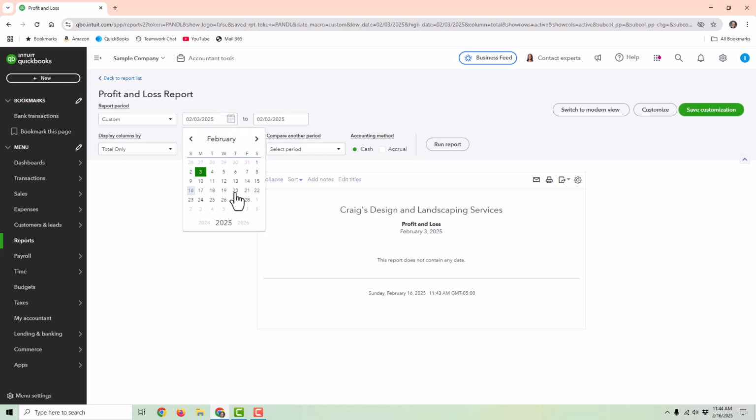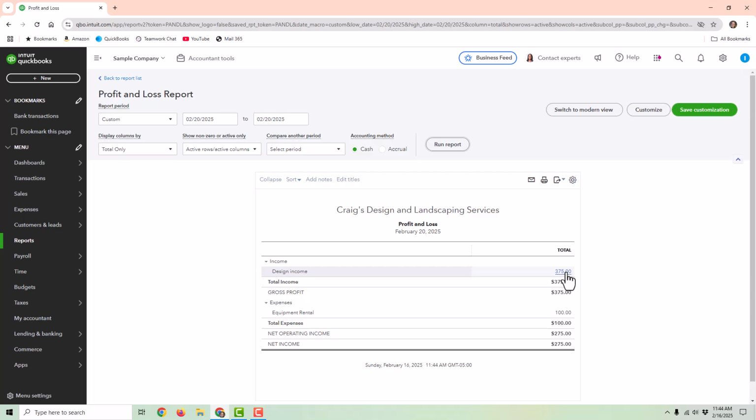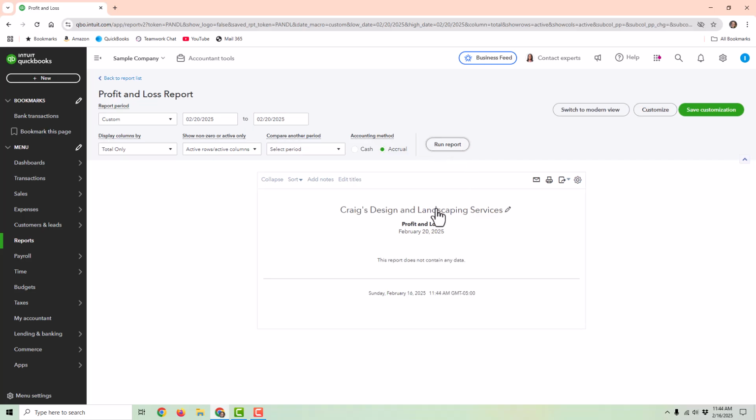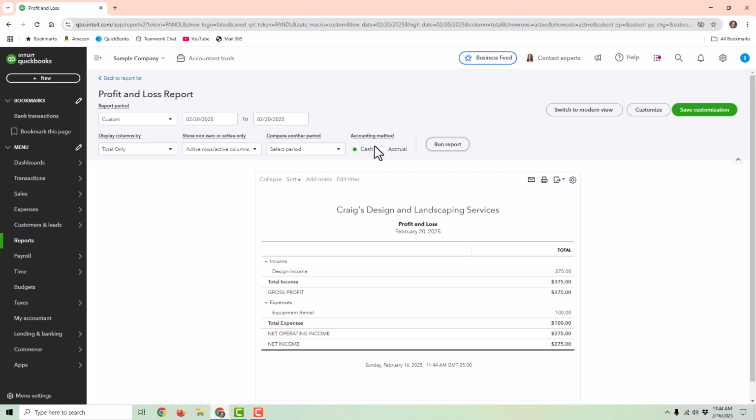Okay, let's go to February 20th now, when the money was exchanged for both of those transactions. If I use cash basis, you'll see both of those items here under income and expenses. But if I look at accrual basis, nothing shows up because those items were posted on February 3rd. So under cash basis, it will recognize the income and expense on the day it was paid, so here on the 20th, and then under accrual basis, it will recognize the items on the date you create the invoice and vendor bill.